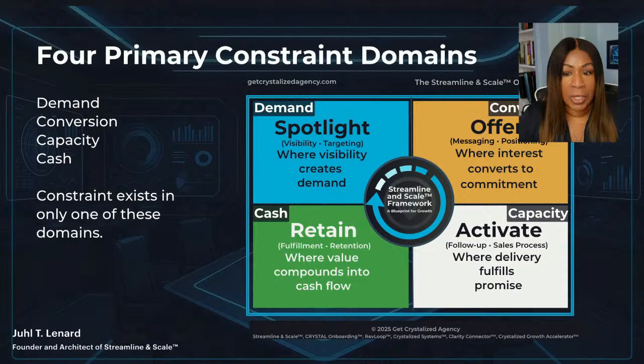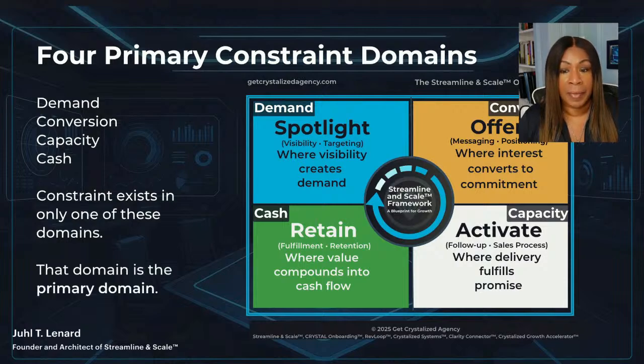So constraints exist only in one quadrant at a time. And that quadrant is referred to as the primary domain. As you'll learn later, there is a ripple effect that occurs, but the actual origin of the constraint is always one domain at a time.